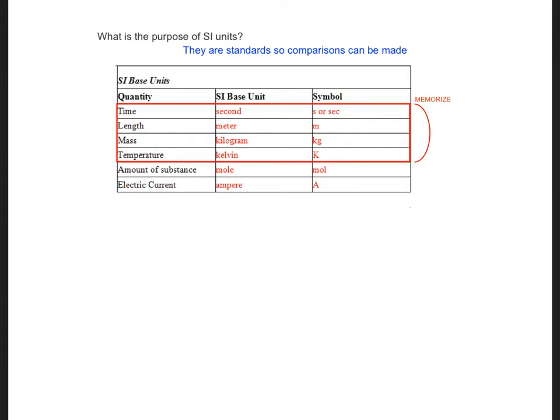So there are 6 here on the screen that you can see right now, but those first 4 are the most important. These are the ones we are going to ask you to memorize. Time, length, mass, and temperature, we're going to be using them a lot throughout the year.